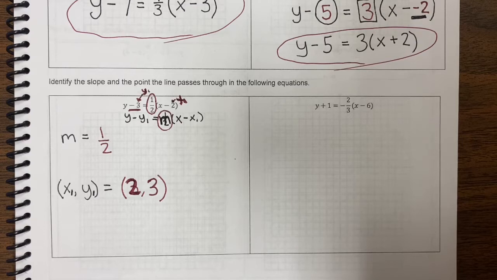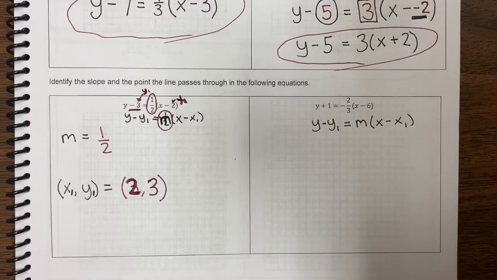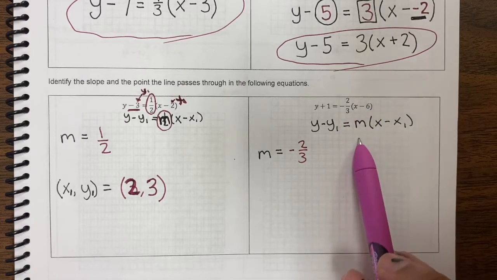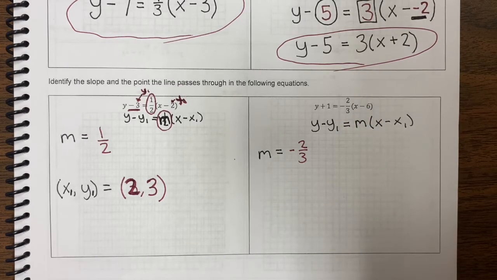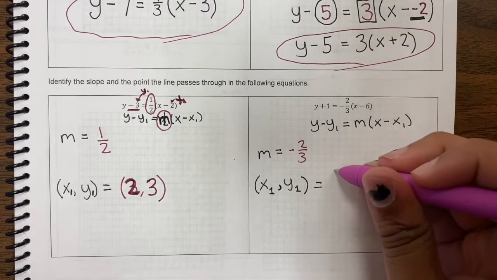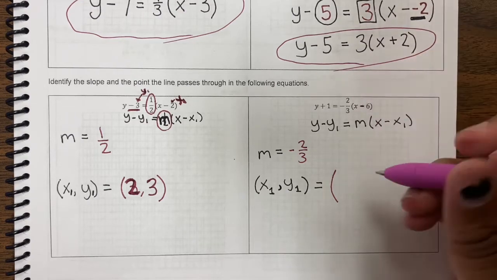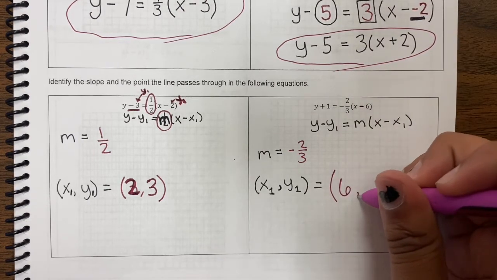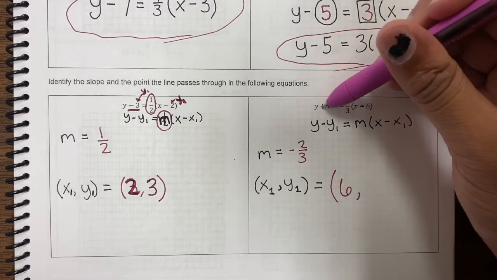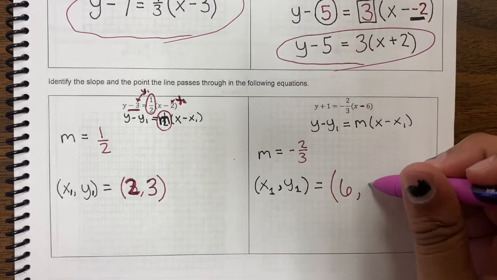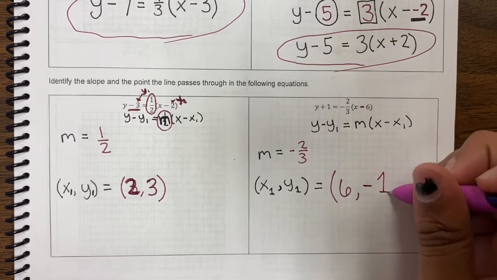Let's look at the second one. I'm going to rewrite the formula. So I can tell just by looking at this that my slope is negative 2/3. That's the number that's taking the place of m. Then my first coordinate point is going to be, remember I'm going to use the opposite sign, so because this is a subtraction, I'm going to put positive 6 as my new x value, and then because this one's adding, I'm going to put negative 1 as my y value.